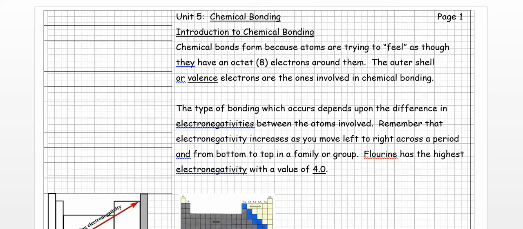Chemical bonds form because atoms are trying to feel as though they have a special number of electrons around them, and that number is 8. So all atoms are trying to achieve the octet. They're trying to get 8 electrons around them, and that is really what drives chemical bonding and how atoms bond to one another. The outer shell or valence electrons are the ones that are involved in chemical bonding. And remember we said when we were studying the periodic table that elements in the first column, the alkali metals, have 1 valence electron. In the second column, 2 valence electrons, and so on.